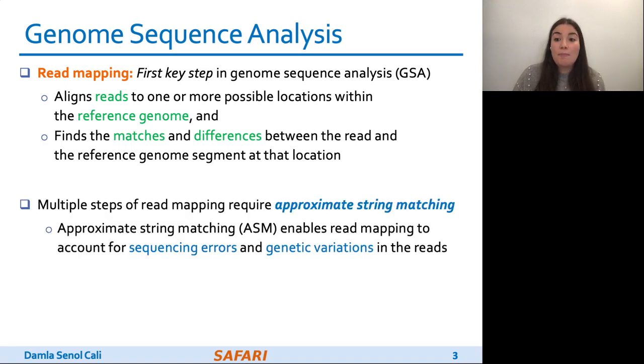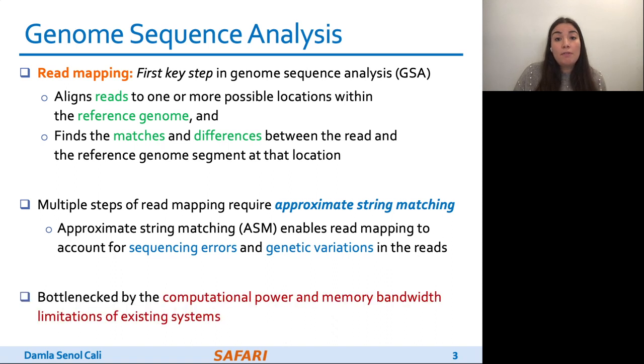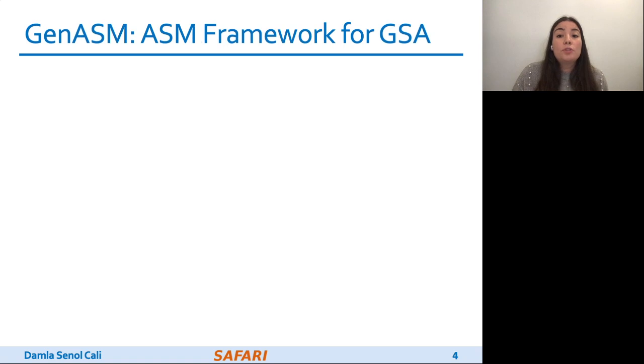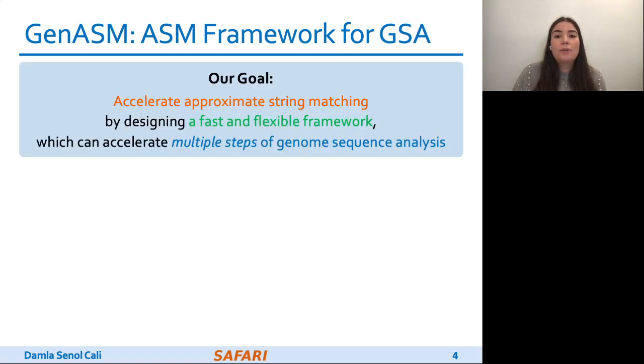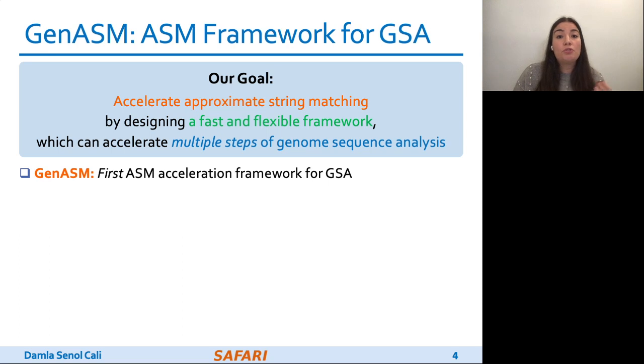Multiple steps of read mapping must account for the sequencing errors and for the differences caused by genetic variations. As a result, read mapping must perform approximate string matching, or ASM. However, it is currently bottlenecked by the computational power and memory bandwidth limitations of existing systems. Our goal in this work is to design a fast and flexible framework for both short and long reads, which can accelerate multiple steps of genome sequence analysis. To this end, we propose GenASM.